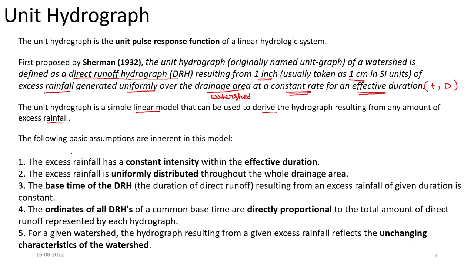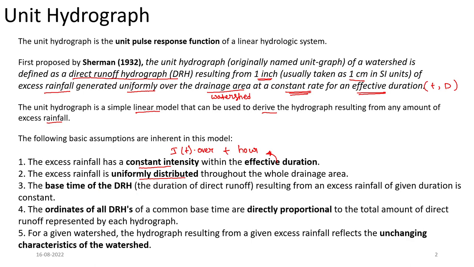So these are the basic assumptions that they made while developing this model. One is the constant intensity, I have already mentioned, like I_T. They assume that it is constant over a T-hour effective duration. And the second point is that they assume it is uniformly distributed. It may not be true in all cases. So these are the other assumptions that can be seen.